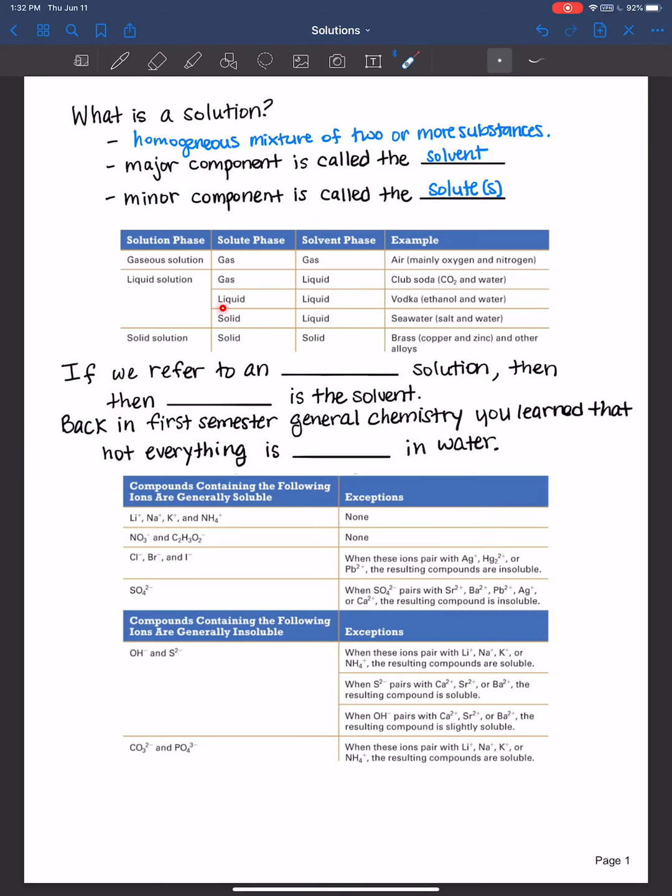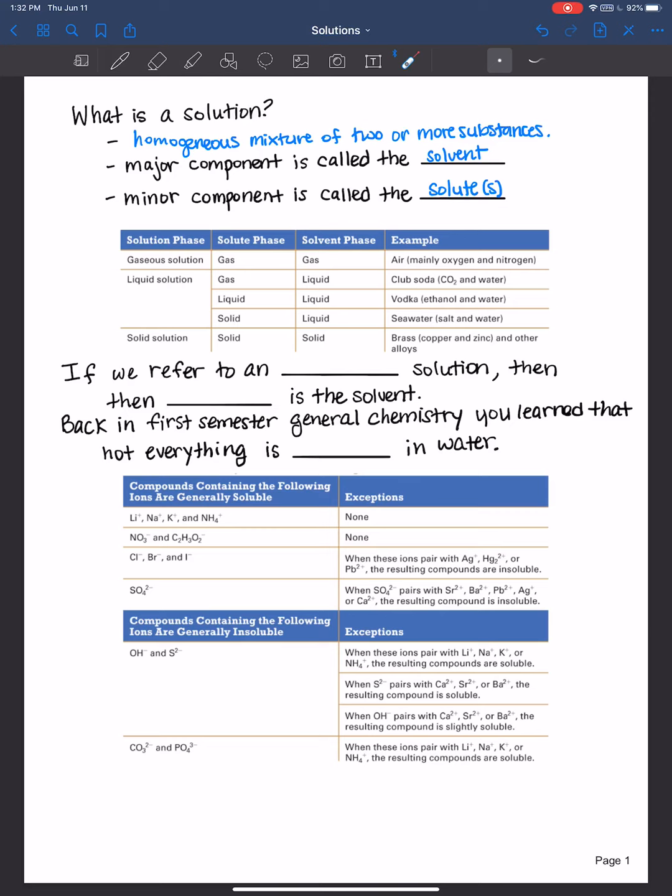And then you could have a liquid-liquid solution, and an example of that would be vodka, where the solute is ethanol and the solvent is water. And you could have a solid-liquid solution, which many of you may have worked with in the first semester general chemistry lab, where you're dissolving an ionic compound in water. A common example in real-world applications is seawater, where you have salts and water. And then finally, there are solid solutions, for example brass, which is a copper and zinc alloy. So if any of you are really into metallurgy, then you're going to be working with solid solutions in your future.